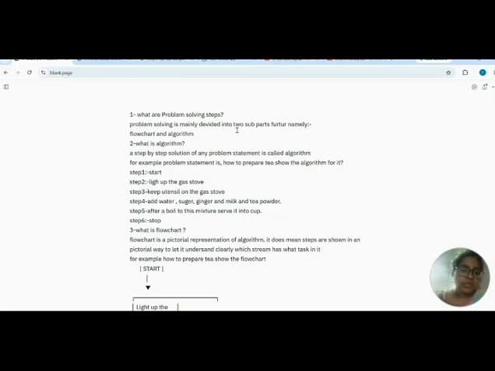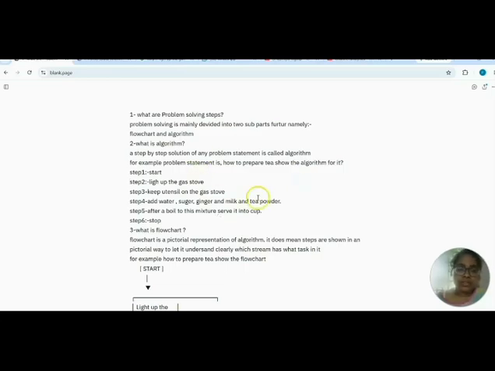In between we have to write all the steps of how to prepare a tea. Step 1 is start, step 2 is light up the gas stove, step 3 would be keep utensil on the gas stove, and what would be step 4? Add some water, sugar, ginger, milk, and tea powder to the utensil. And what would be step 5? After a boil, serve this mixture into a cup. It's very simple. Are steps to be memorized? No. We always have to rethink the steps.